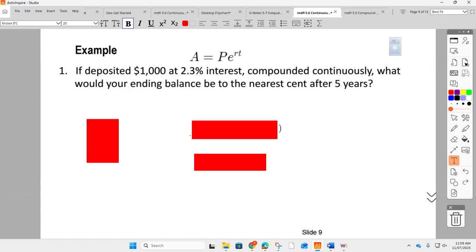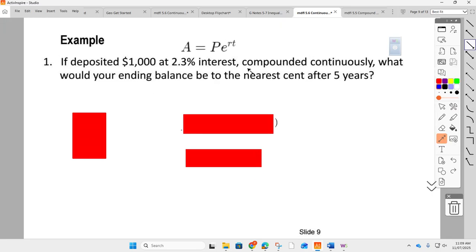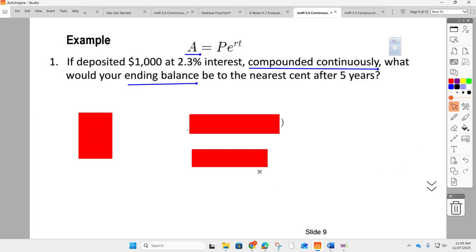If we deposit $1,000 at 2.3% interest compounded continuously, what would your ending balance be to the nearest cent after 5 years? So when you're on a test, this is your hint as to what formula to use. You have to know if it asks for the ending balance, it's asking you to find the A. One of the things that as a group you're not great at yet is finding the rate as a decimal. Let's start with the easy part. The A is what we're looking for.